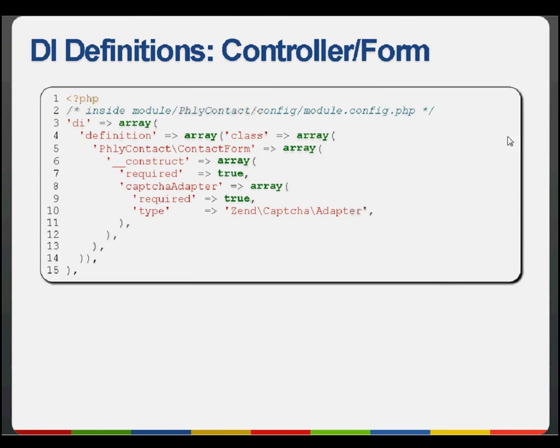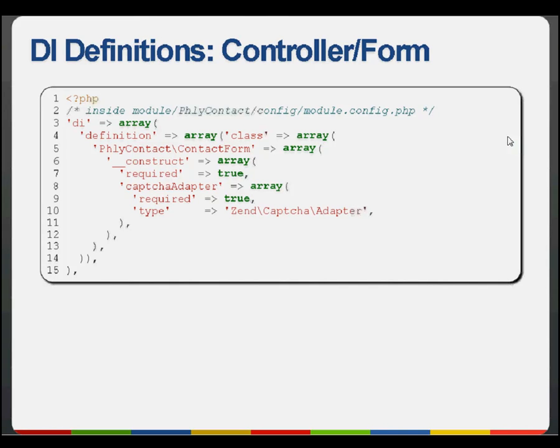Now, DI configuration, and this is where the fun stuff comes in. So the first thing is we're going to do the DI configuration for the form. And as we mentioned before, we wanted to pass in a CAPTCHA adapter as a required parameter to it. So we're going to say that the constructor is required and that we are requiring that the CAPTCHA adapter parameter be present because it does have a default of null. And we're going to say that the type has to be a Zend CAPTCHA adapter.